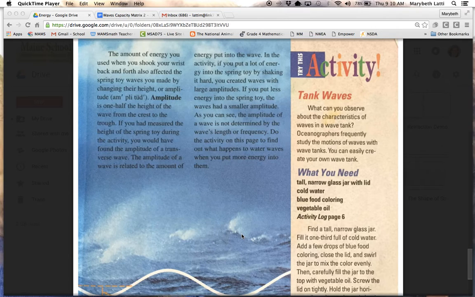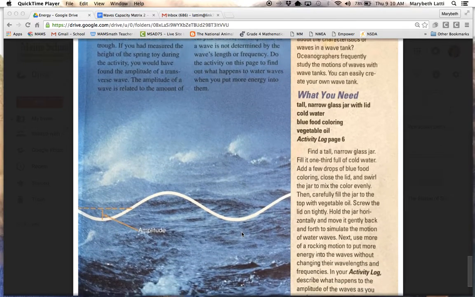In the activity, if you put a lot of energy into the spring toy by shaking it hard, you created waves with large amplitudes. If you put less energy into the spring toy, the waves had a smaller amplitude. As you can see, the amplitude of a wave is not determined by the wave's length or frequency. Do the activity on this page to find out what happens to water waves when you put more energy into them.